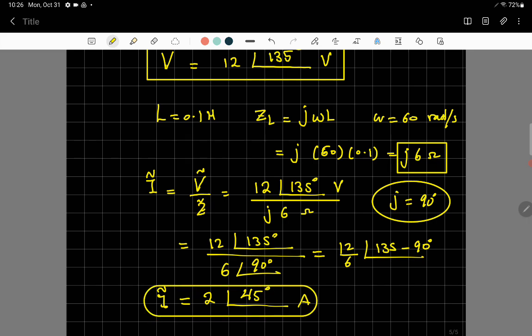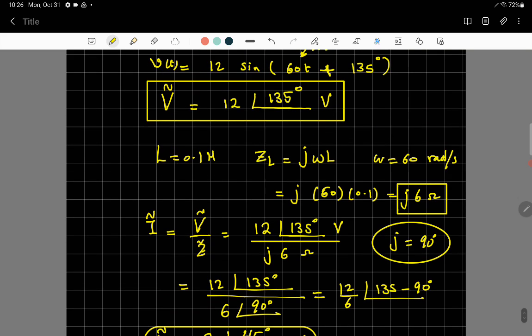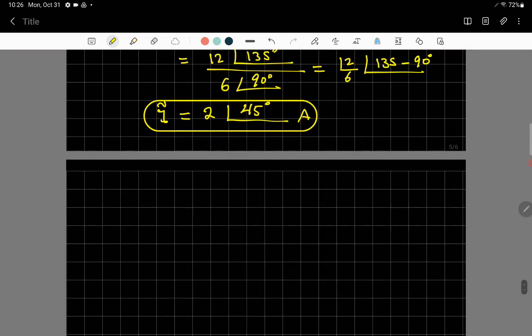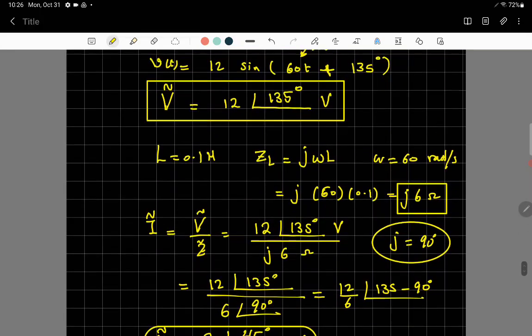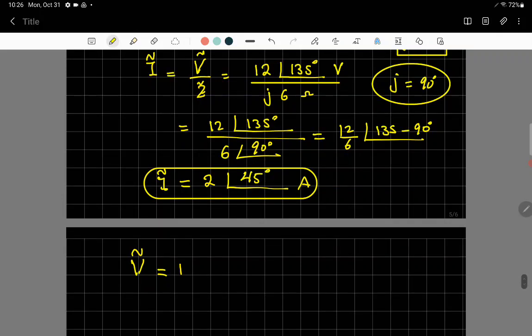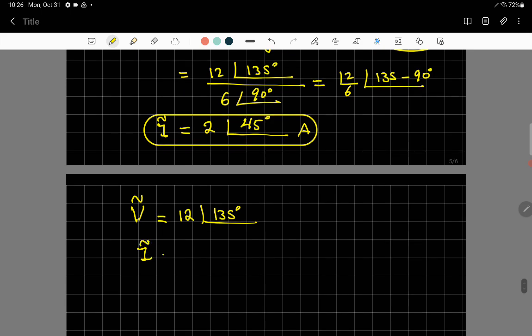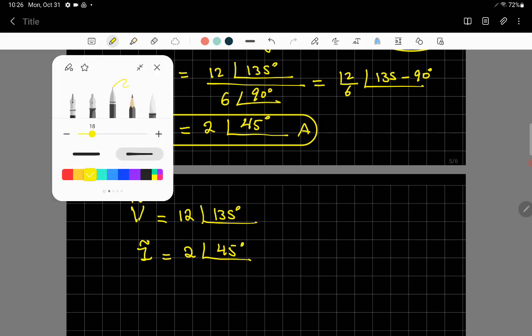I'm interested to sketch both. That's the voltage, 12 at angle 135, and that's the current. Let me sketch it. I will write again here on this page. The voltage is equal to 12 at angle 135, and the current, we just got it in phasor, 2 at angle 45. Let's sketch it.